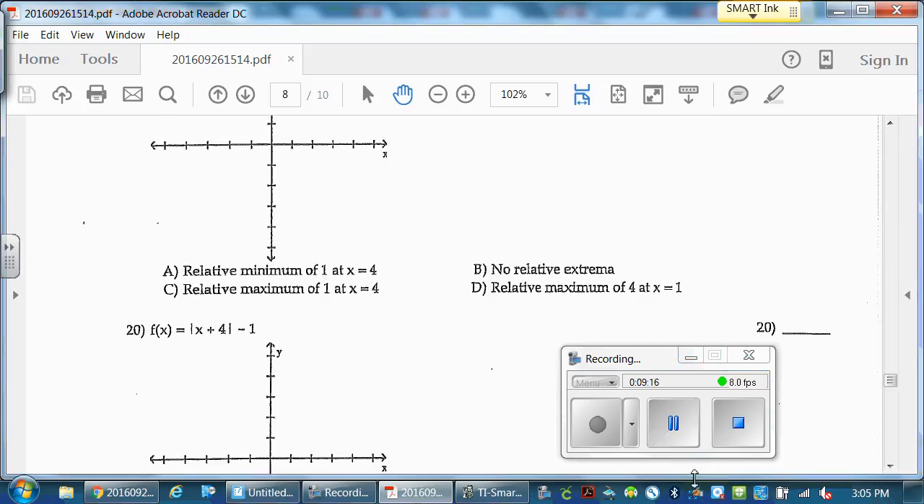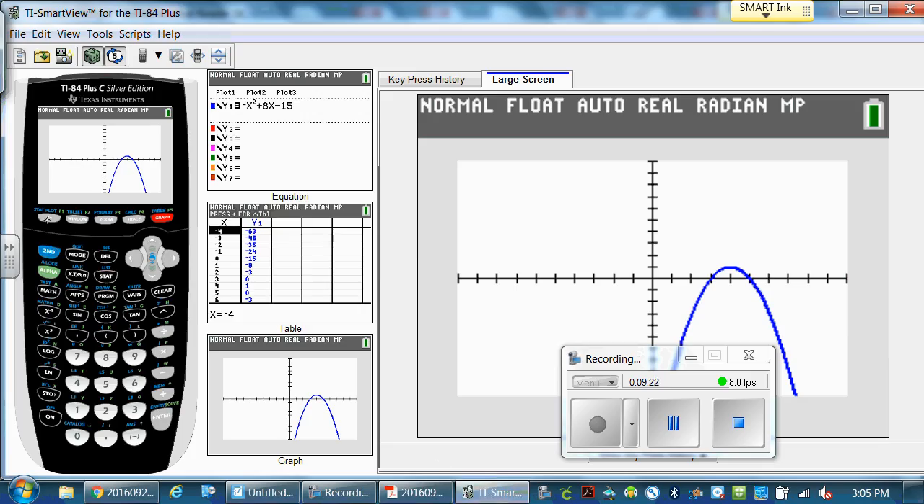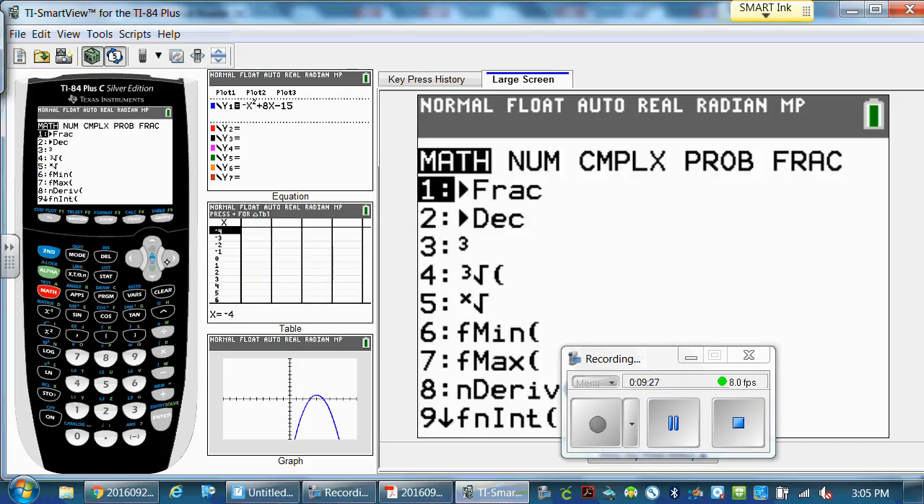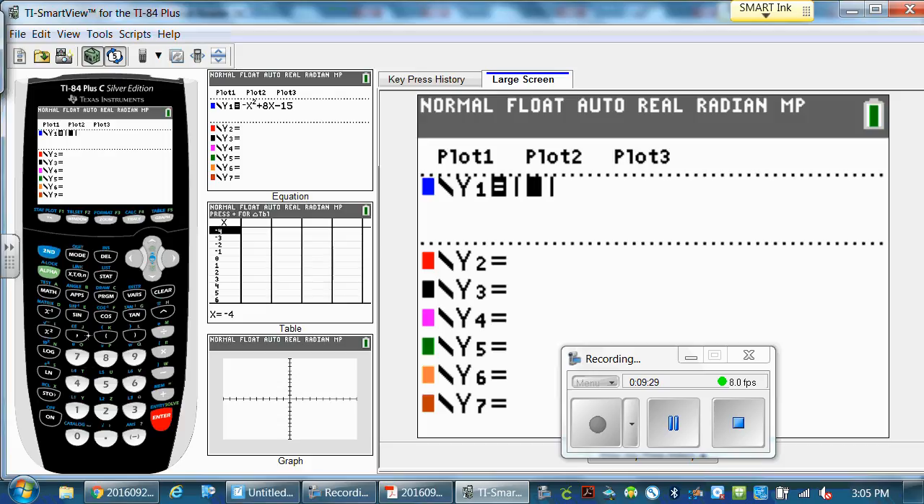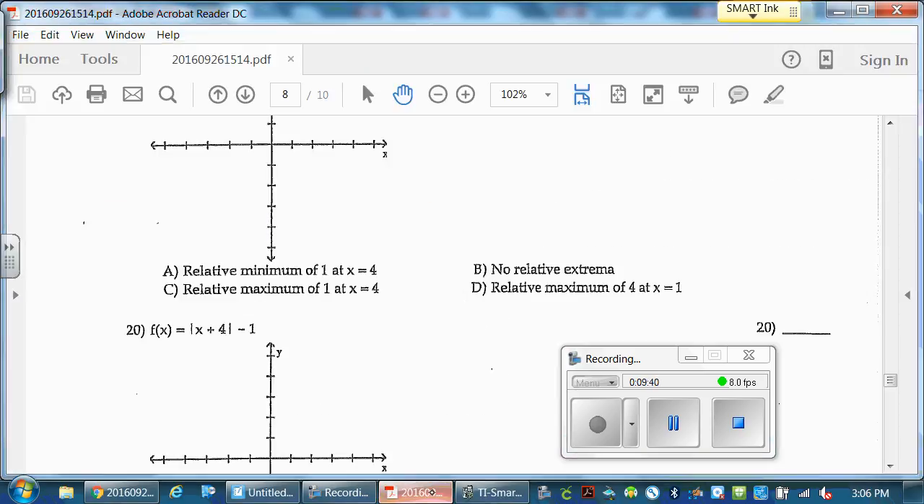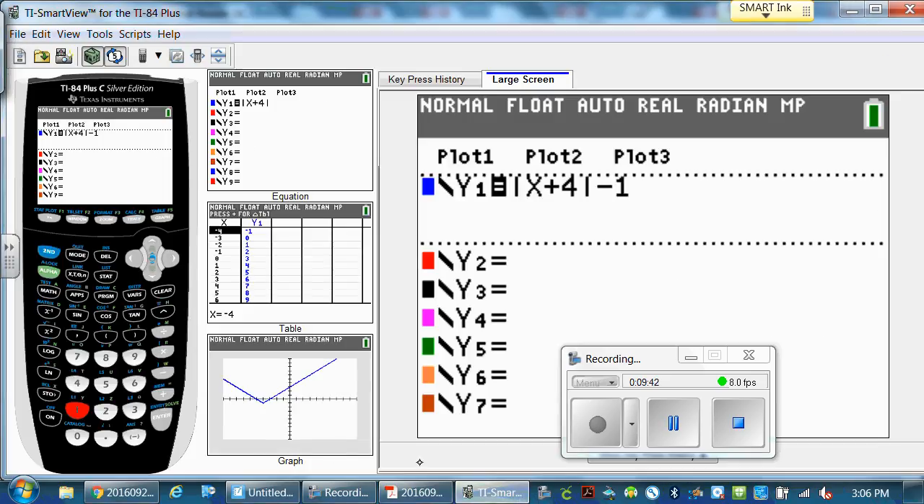Alright, number 20. Y equals the absolute value of x plus 4, minus 1. The absolute value is math, go over to number, x plus 4 in here, and then minus 1 out here, and we graph that.